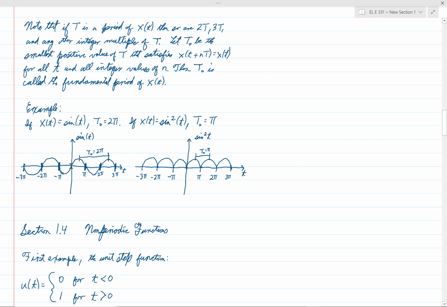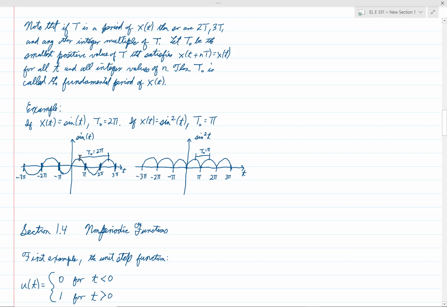And you need to be careful when you're looking for the period. If you only looked at where the function crosses the axis, you might be tempted to think that the period of this function is pi, because it does repeat. If you're looking just at those points, it repeats itself every time t increases by pi.